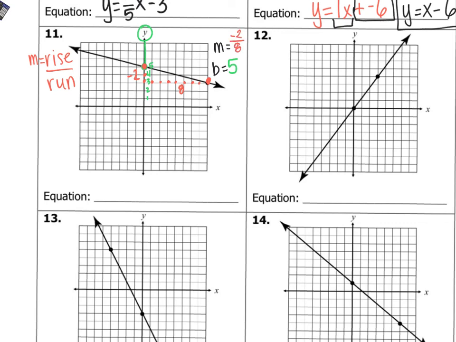So if you go down, you need to make sure that your number is negative. If you go up, you need to make sure that your number is positive. If you go to the right, that number will also be positive. And if you go to the left, you need to make sure that number is negative. So we're going to need to go to our graphing calculator and see if -2/8 reduces.